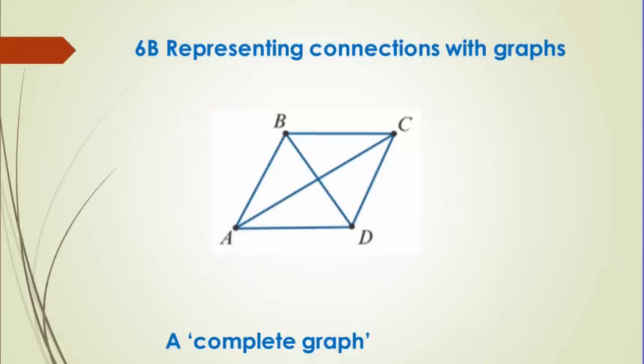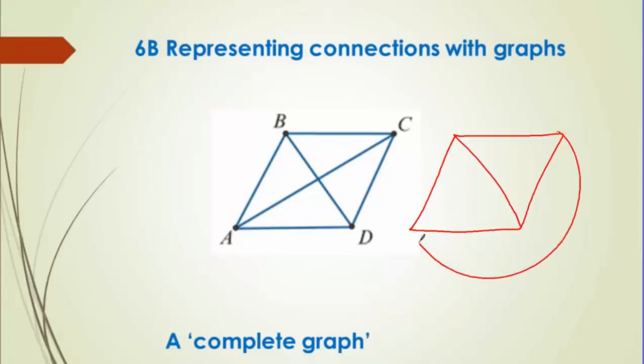A is connected to B, C, and D. B is connected to A, C, and D, and so on. They're all connected to each other. That is a complete graph. Normally, you would try and draw it without any crossovers. So if we did that, you'd have to do something like that to make it without. So that's also a complete graph, because everything is connected to everything else.